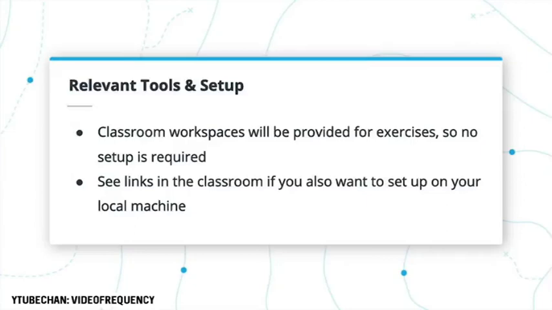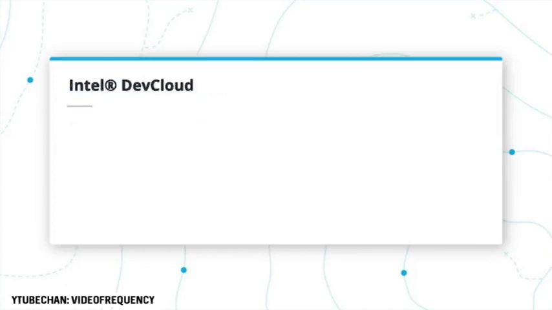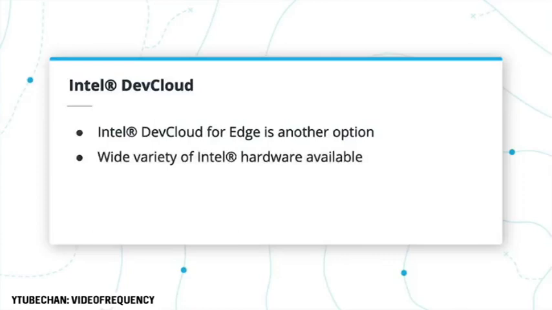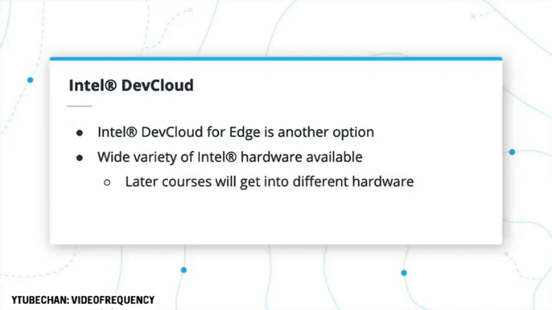For getting set up, classroom workspaces will be available for the exercises, so there won't be any setup required. There are links to local setup instructions in the classroom if you want to work on your local machine. While we won't cover it in this course, another option is to sign up for Intel DevCloud for the Edge. Again, you can find the link for this below in the classroom. Intel DevCloud has a wide variety of Intel hardware available, from CPUs, GPUs, and the Neural Compute Stick, so you can try out various edge environments. I do want to note that we won't actually get into the differences between hardware in this course, but we will in later courses.